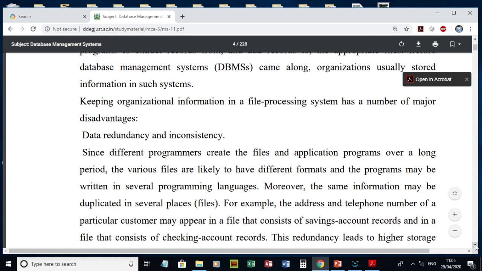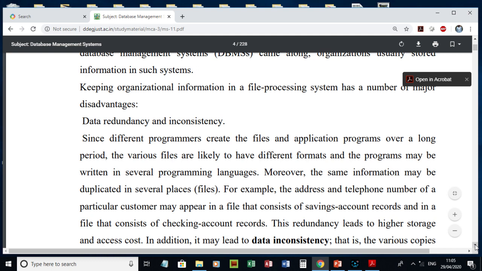Moreover, the same information may be duplicated in several files. That's duplication, redundancy. For example, the address and telephone number of a particular customer may appear in a file that consists of savings account records and in a file that consists of checking accounts. We just have to link the savings accounts with the checking accounts, the current accounts, so that the customer data is linked, and by the click of a button the records appear.